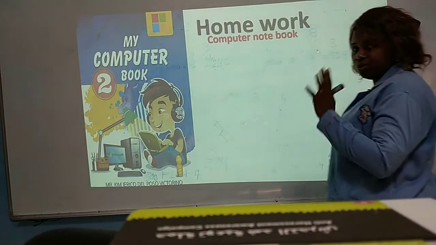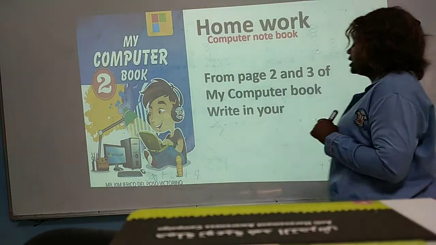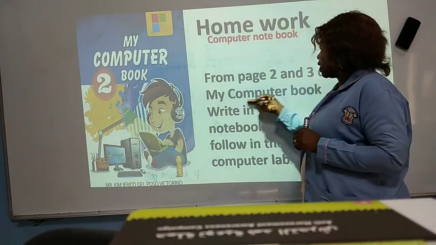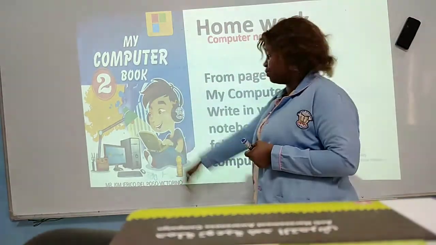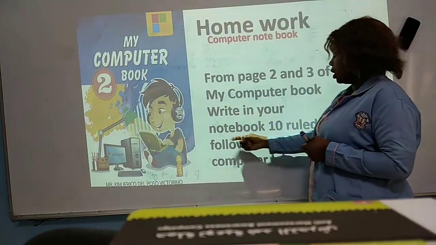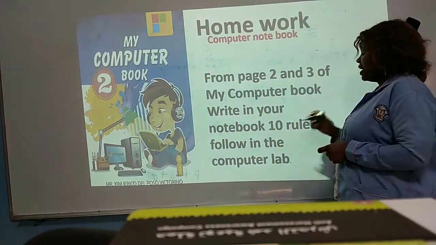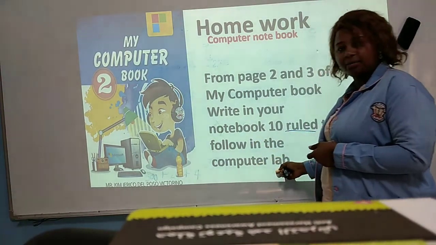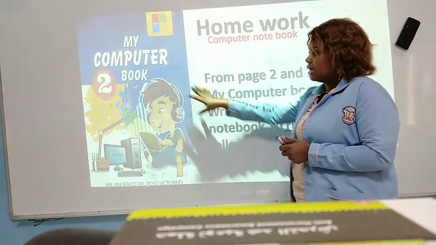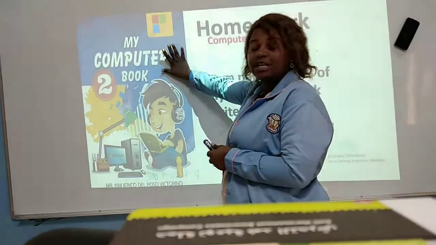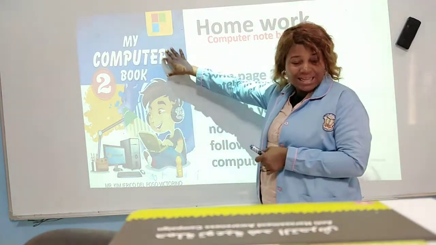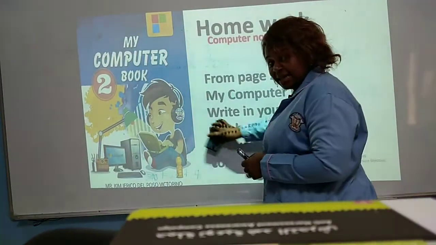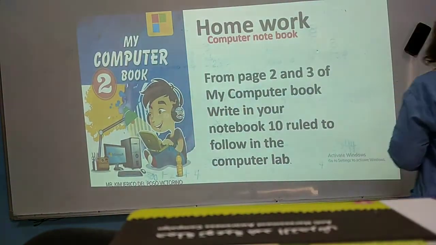Now, what are you going to do in your notebook? This is it. From page 2 and page 3 of my computer book, which is this textbook, write in your notebooks 10 rules and regulations to follow in the computer lab. Okay? This will help me know those that have already read this. And don't copy and paste. Try to read and understand it for yourself, okay? Because when you come to class, I will ask you questions about it.